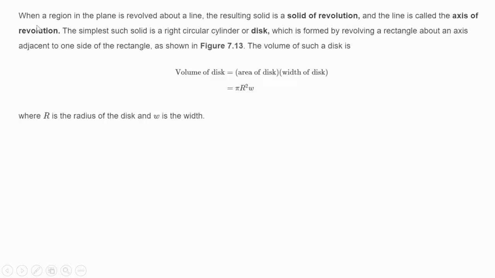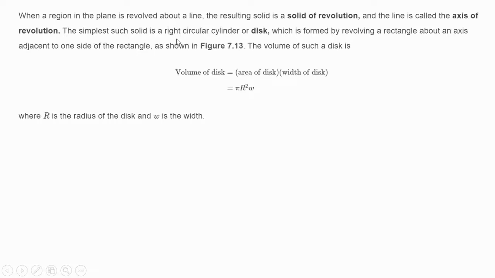Okay, so now we're going to start talking about this, and pretty soon we'll do an example. When a region in the plane is revolved about a line, you see I've got a region, which is area, that's like meters squared, but we're revolving it about a line in three-dimensional space. A three-dimensional object is formed, and the resulting solid is called a solid of revolution. And the line that we're revolving about is called the axis of revolution.